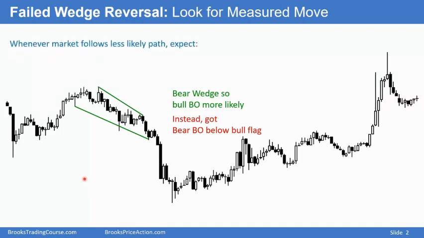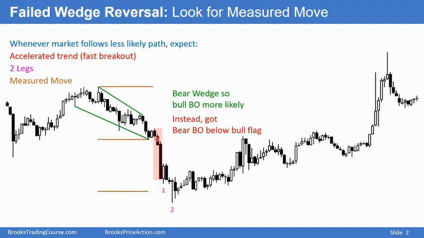Whenever the market does something that seems unlikely, you should always expect an accelerated trend, a fast breakout, and if the breakout is strong, the odds are you'll get 2 legs down. 1, pullback, 2.